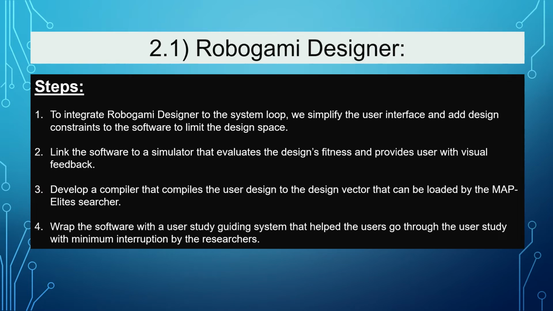The second step is to link the software to a simulator that evaluates the design fitness and provides the user with visual feedback. The third step is to develop a compiler that compiles the user design into a design vector that can be loaded by the MAP-Elites searcher. The fourth step is to wrap the software with a user study guiding system that helps the users go through the user study with minimum interruption by the researcher.